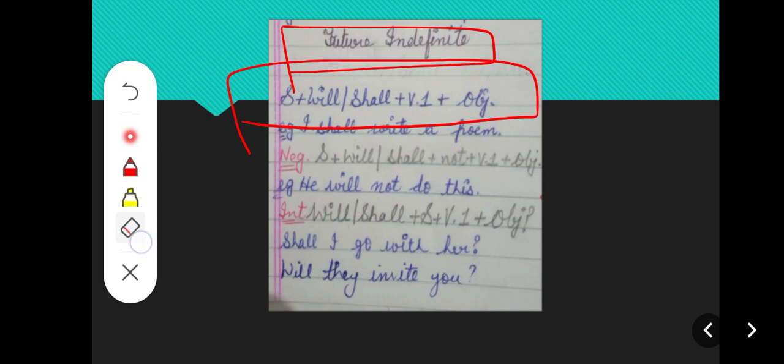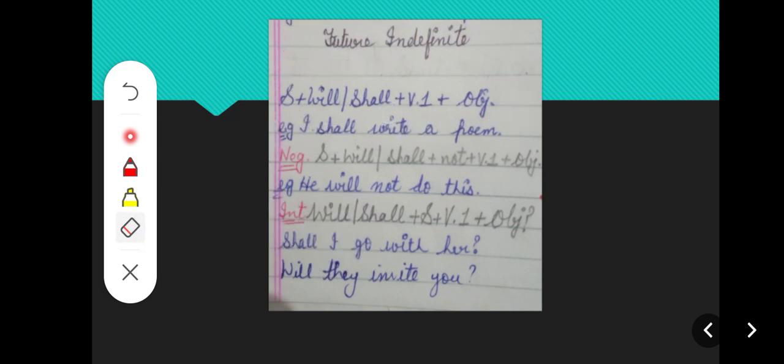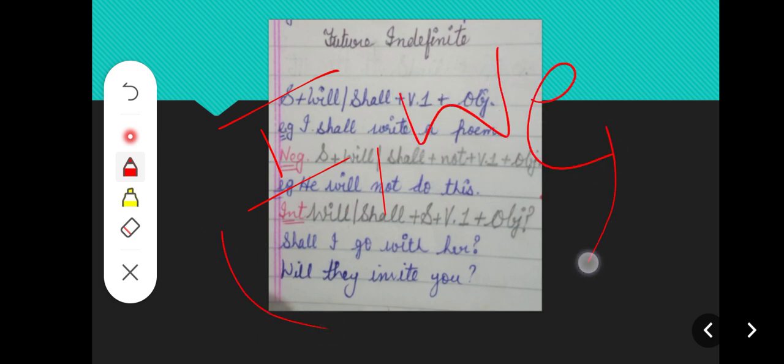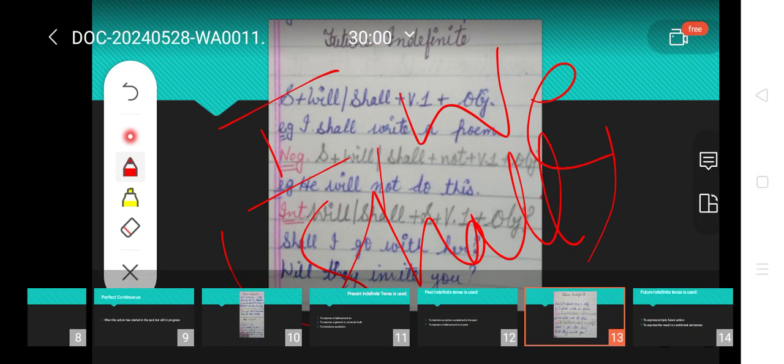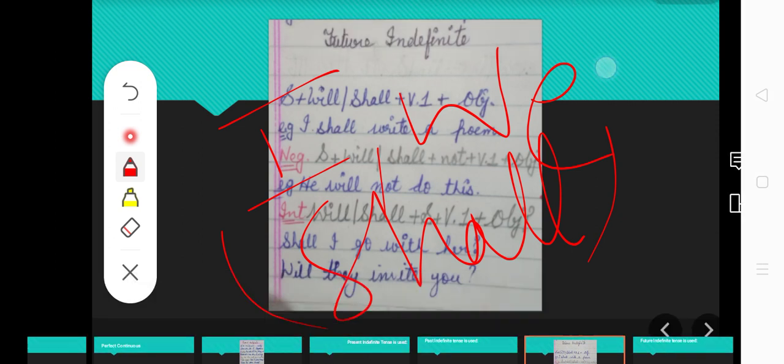So the helping verb we use with I and we is shall. Nowadays will is also used, but shall cannot be used with the other pronouns like he, she. So we use shall only with I and we.